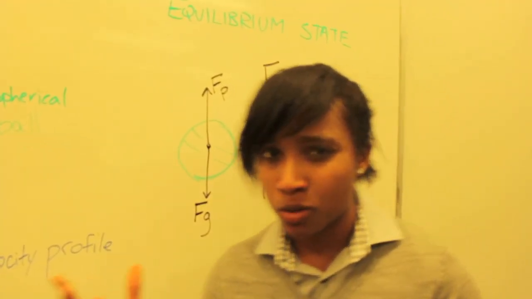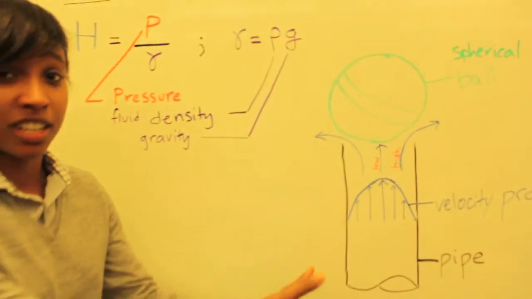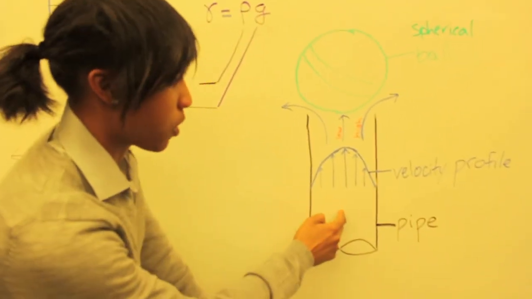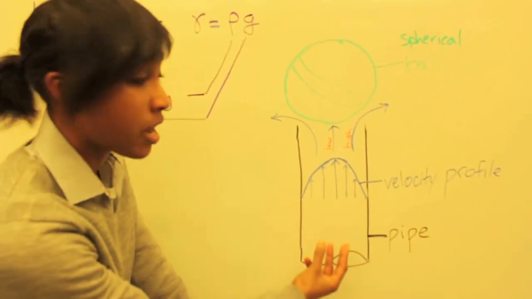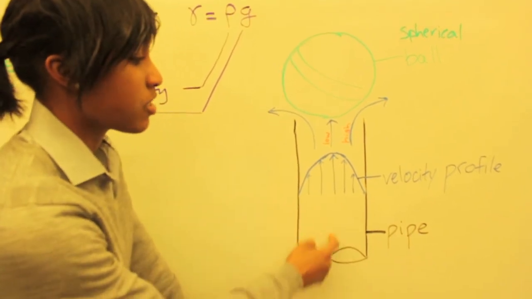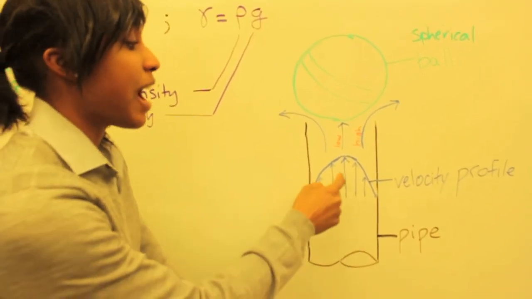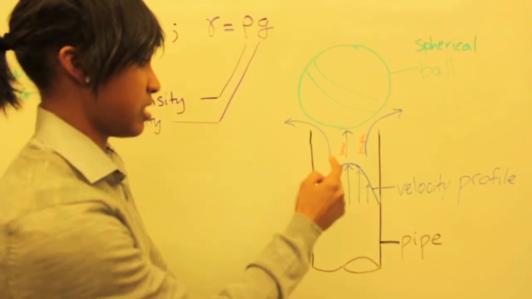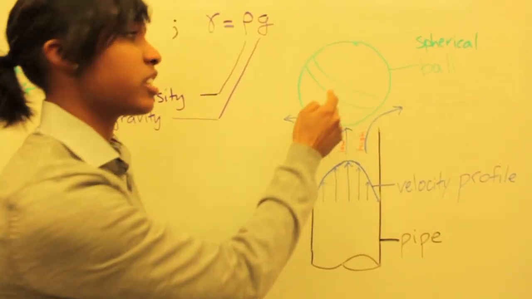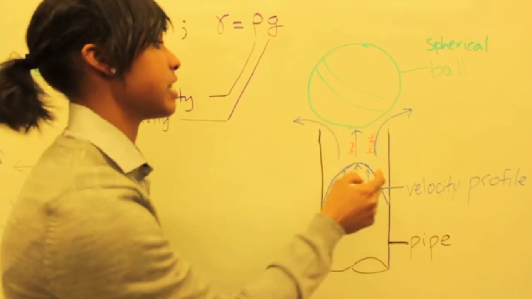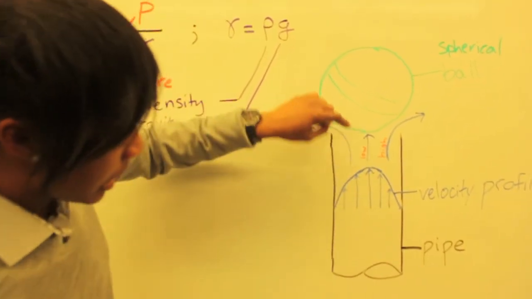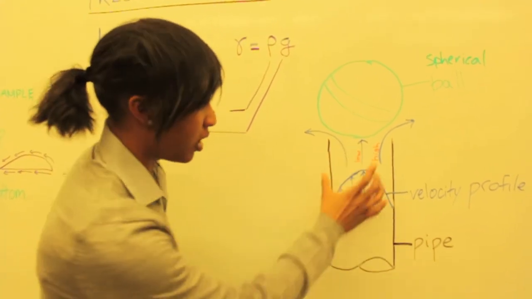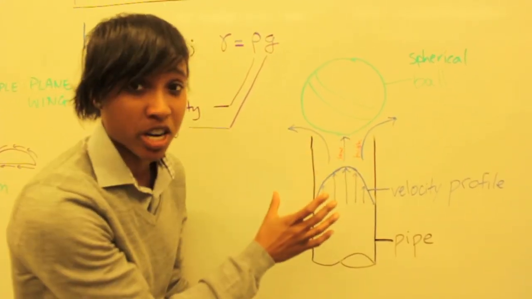Why does the ball rotate? Let's look at this diagram right here. So what we have is a velocity profile. Now this is the water shooting up. As you can see at the center line, the water moves faster than at the edges. So what we have is the water in the middle hitting the spherical ball faster than it hits the edges. Now, here it creates a low pressure area, while around the edges, it's a high pressure area.